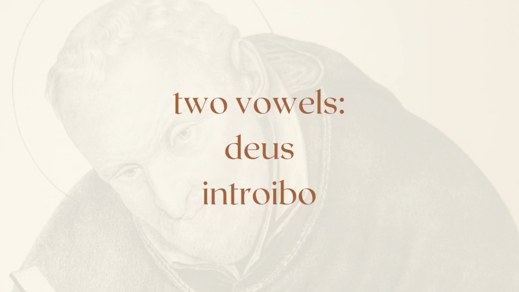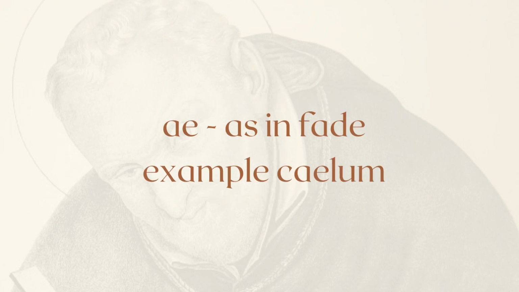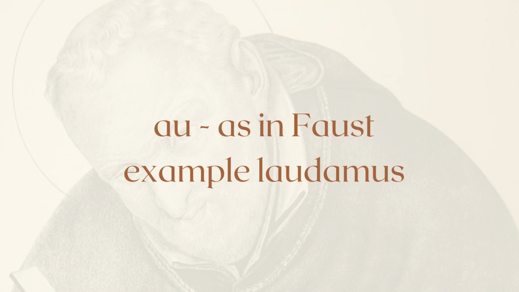You'll sometimes come across two vowels written side by side, and they're usually pronounced separately, for example, deus and introibo. There are some exceptions, however. When A and E are together, they're pronounced ay as in fade, for example, caelum. When A and U are together, they're pronounced ow as in Faust, for example, laudamus.